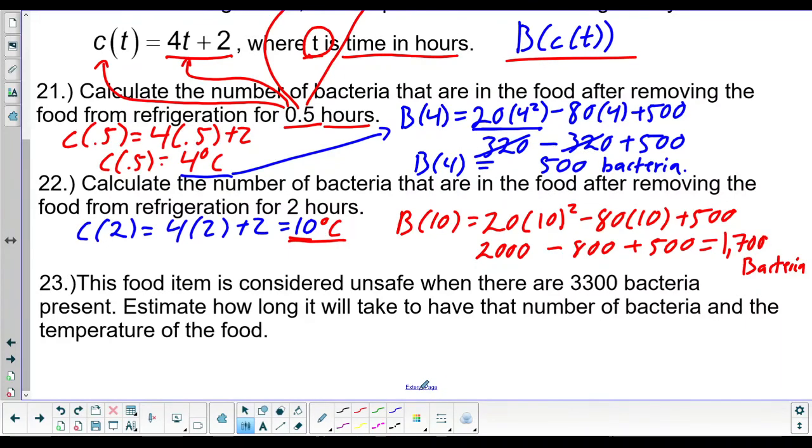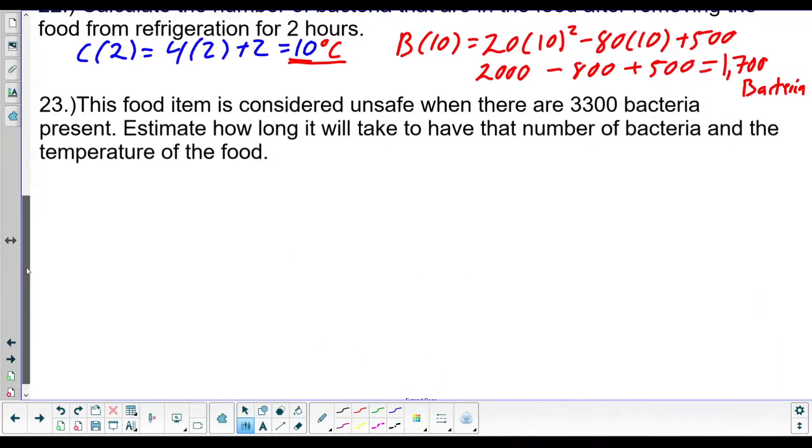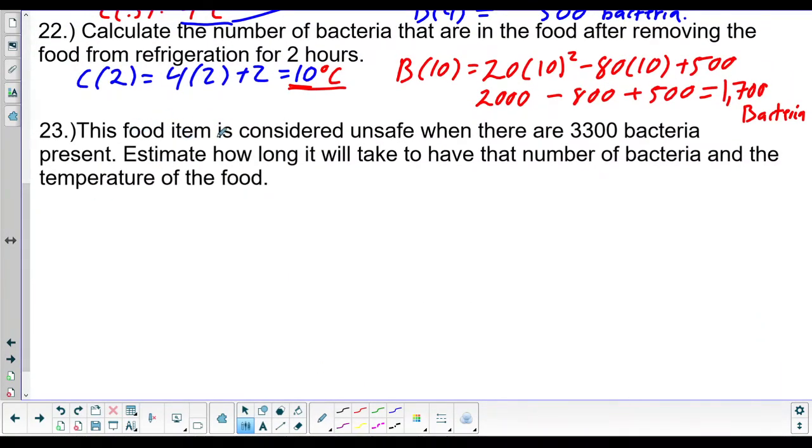So now it says this food item is considered unsafe when there are 3,300 bacteria present. Estimate how long it will take to have that number of bacteria and the temperature of the food. Okay, this is actually a very tricky problem because they're asking us to work backwards. They're saying B of C, which is 20.